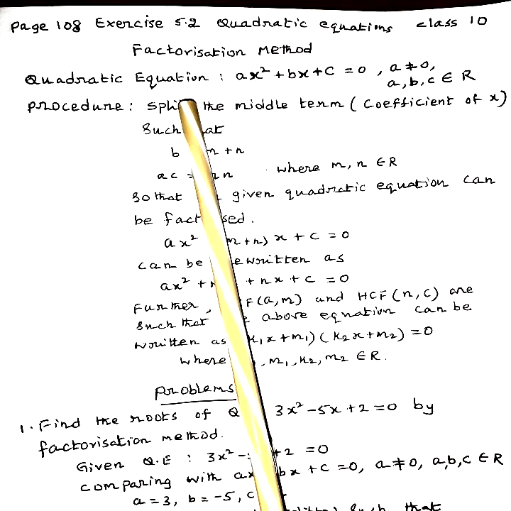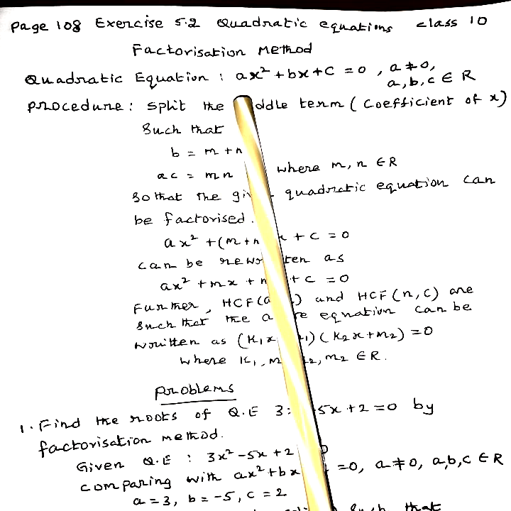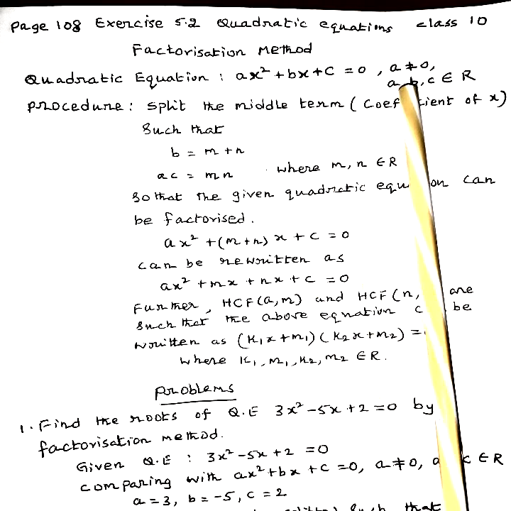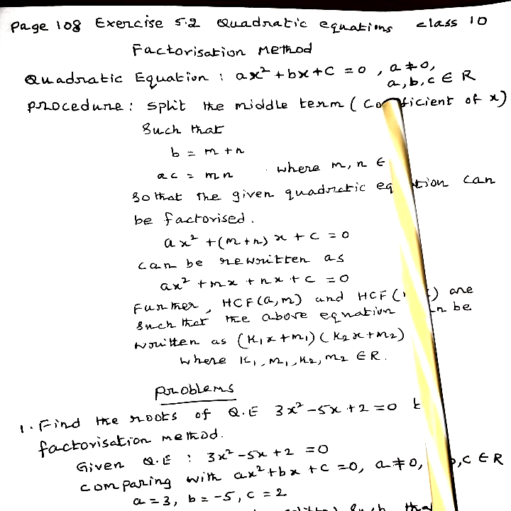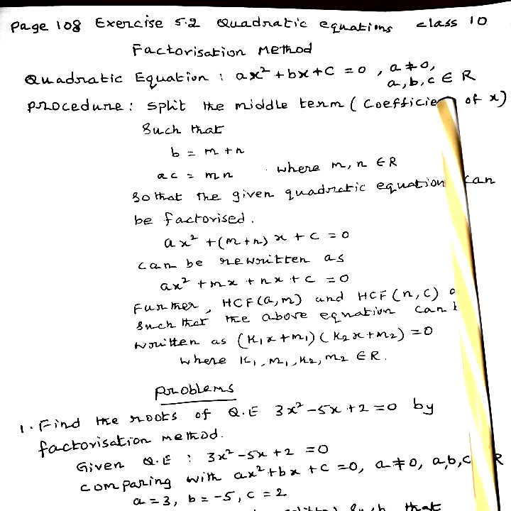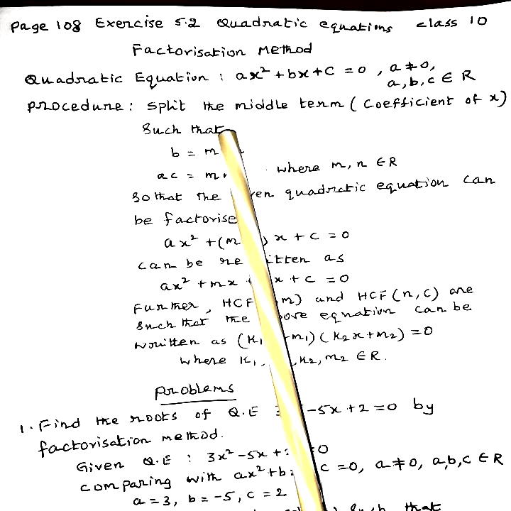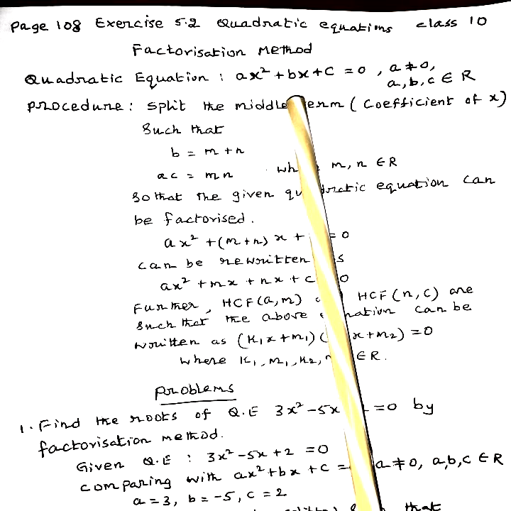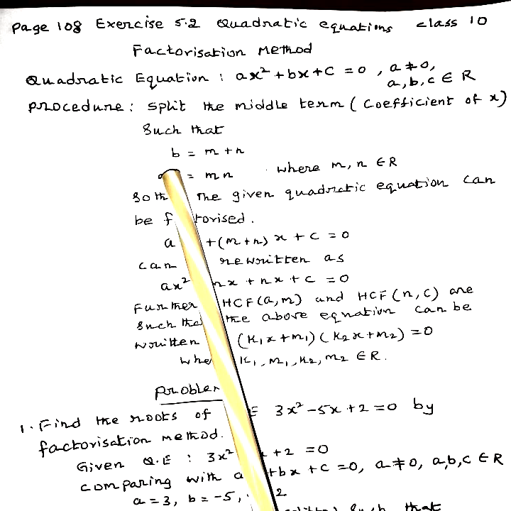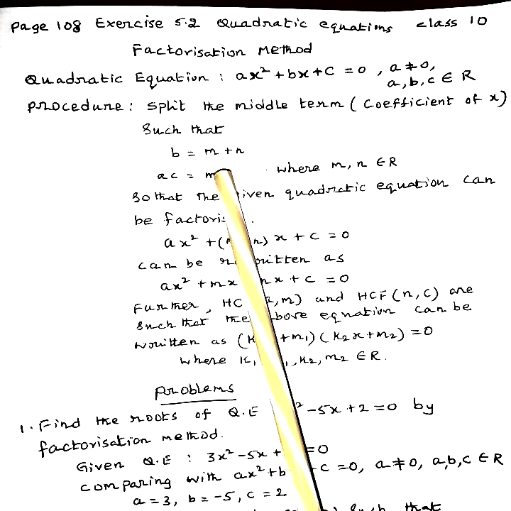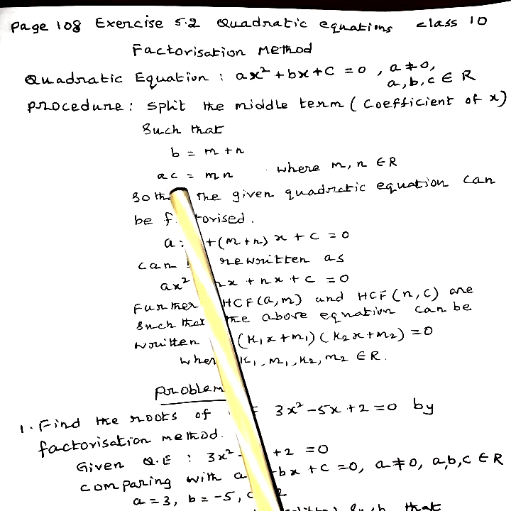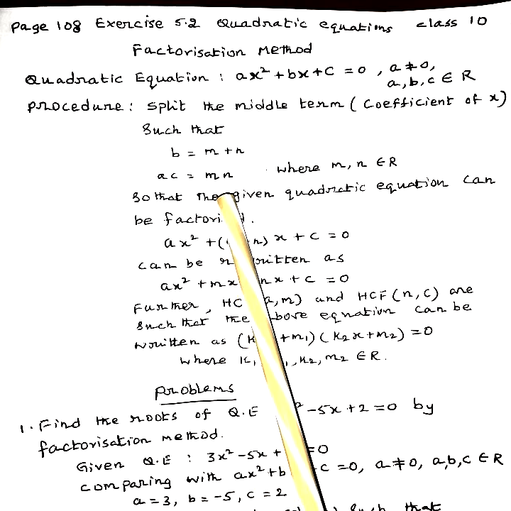If the given quadratic equation is of the form ax square plus bx plus c equal to 0, where a is not equal to 0 and a, b, c are real numbers, then we have to split the middle term, that is the coefficient of x, such that b can be written as m plus n and the product of a and c can be written as mn.